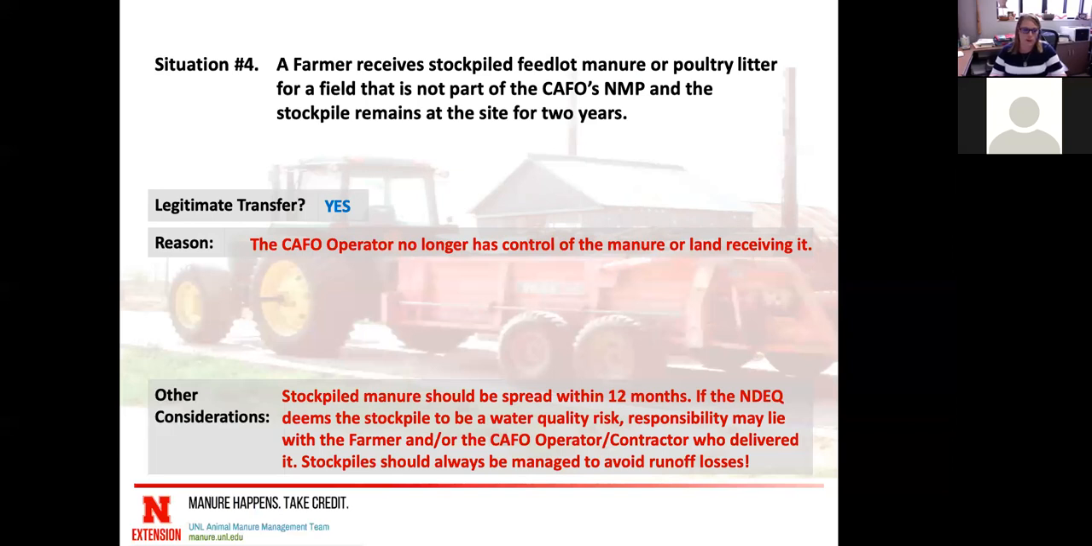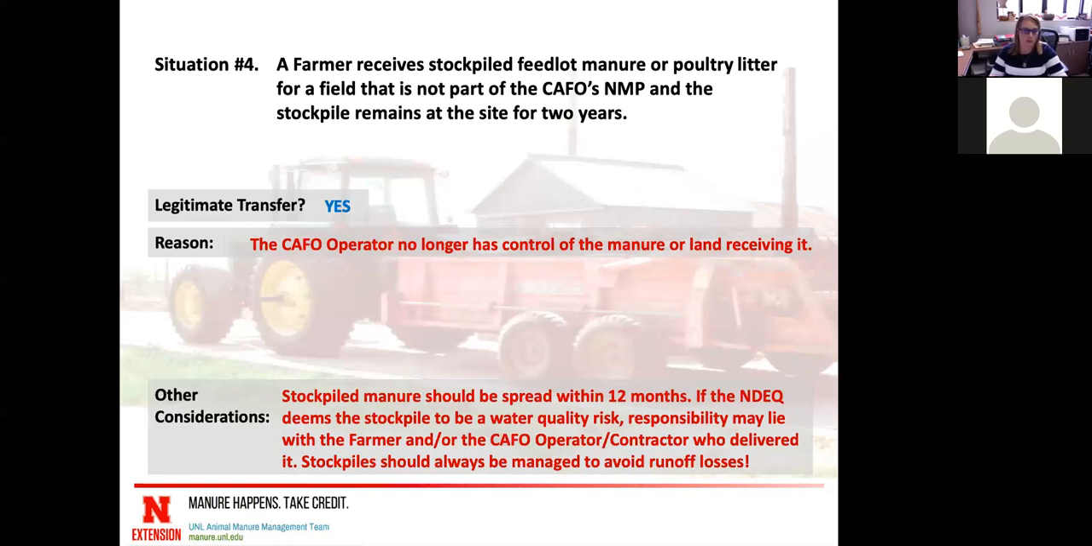But the farmer, if the DEQ or NDEE, as they are now, were to see that or somebody reported it and they decided that was a water quality risk, then they're going to want something done with that manure to eliminate that water quality risk. And at that point, it becomes a question of who's responsible for where that manure was placed.